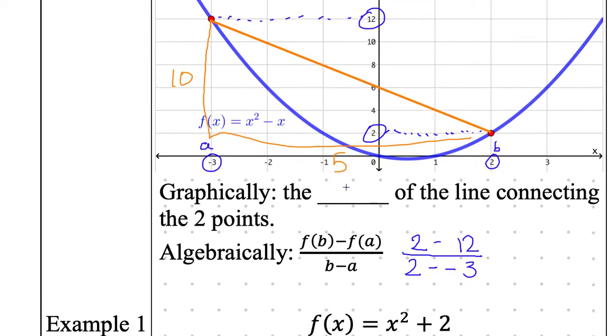Okay, so graphically, the what of the line connecting the 2 points starts with an S. The what of the line connecting the 2 points is the same thing as this number that we're about to find. The what? Beverly. It is the slope indeed.